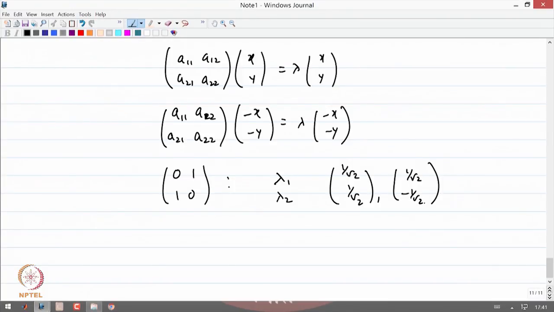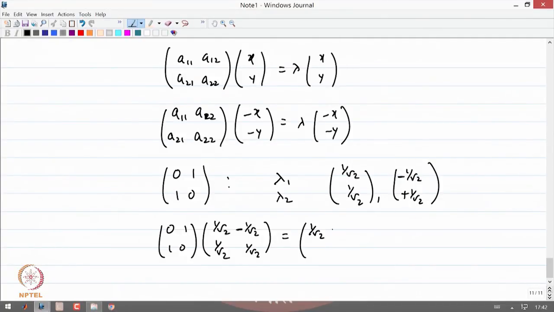Now if we want to write this in a very specific form, namely if we want to write this as 0 1 1 0, incorporating both the eigenvectors together, if we write this as 1 by root 2, 1 by root 2, and then, sorry, this is minus 1 by root 2, minus 1 by root 2, 1 by root 2, then this equation you can verify by simple algebra is: minus 1 by root 2, 1 by root 2, 1 by root 2, 1, 0, 0, minus 1.